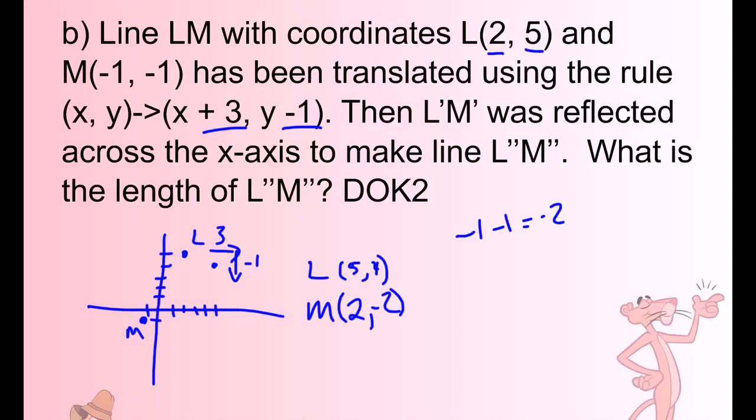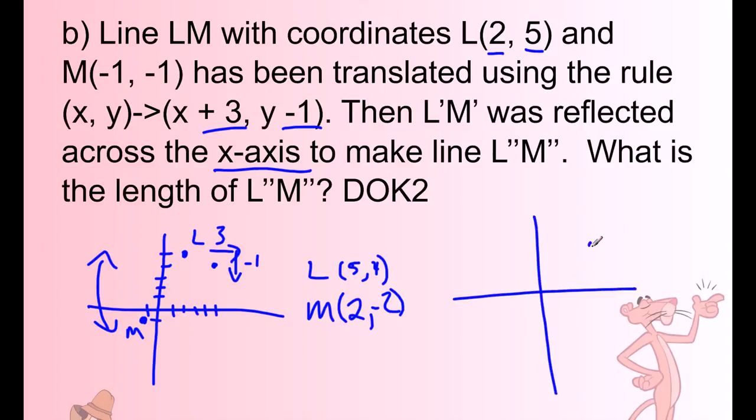So there's the translation. We would then take that and reflect it across the x-axis. So it's going to flip up and down this way. If you need to, you can make yourself a new little sketch. You're at 5, 4, and you're at, should be negative 2, negative, oh no, I was right. I was second guessing myself. At 2, negative 2. So there's our line. Same thing as that line.